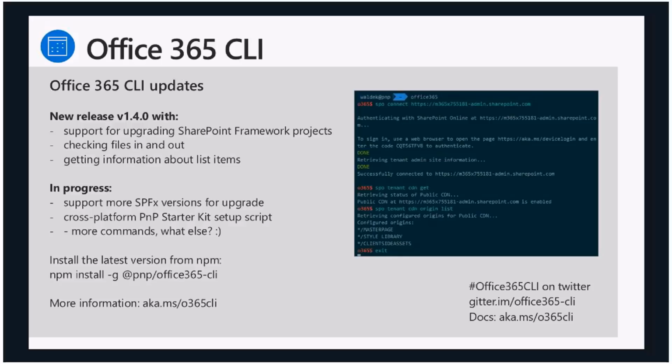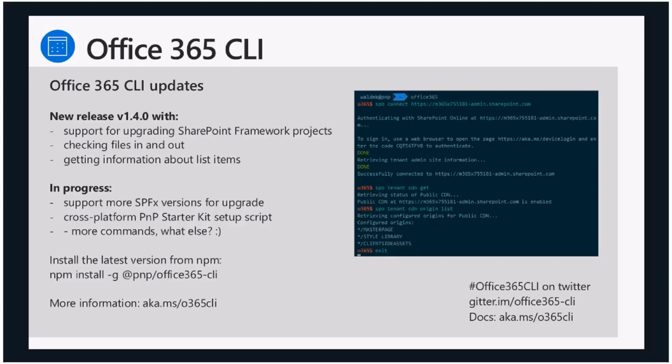And then, as always, what else? The question there is really asking you all in the community, what else would you like to see the Office 365 CLI do? Just provide your feedback, just like you would for the PnP JS libraries or the reusable controls. We love to hear that feedback, love to get the ideas on what we can do next. As always, you can install the latest version from NPM using npm install -g for global @pnp/office365-cli, and more information at that aka.ms/office365cli link.